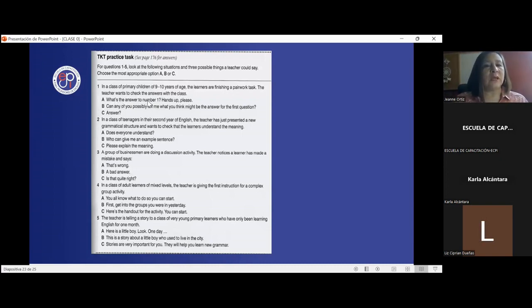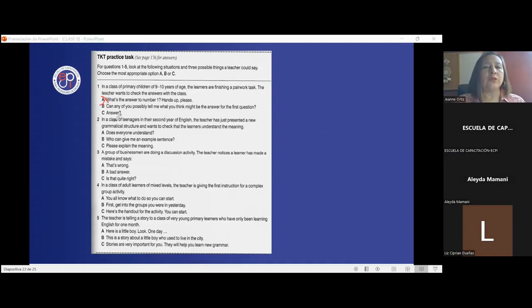What's the answer to number 1? Hands up, please. Can any of you possibly tell me what might be the answer for the first question? What is the correct alternative here? If you want to check the correct answer, what is the correct letter? A. Very good.